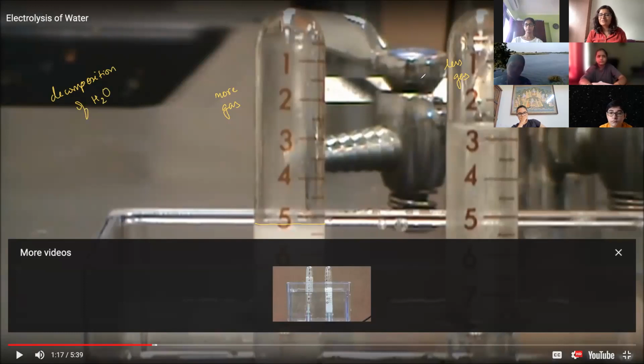Okay, so which one is it? Lesser oxygen, more hydrogen, or the other way around? Which one are you going with? Lesser oxygen. So this is what Parvati is saying. This is oxygen and this is hydrogen. Okay. Anybody else? Any other answers? Anyone else wants to give it a try?